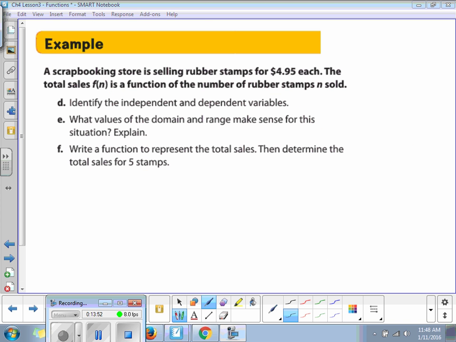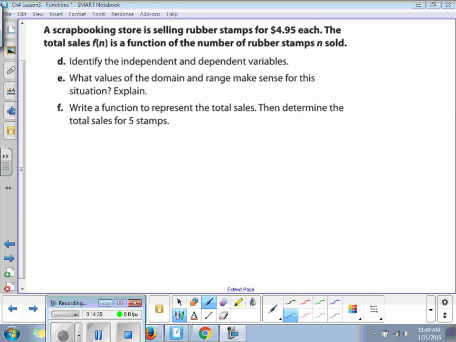All right, a scrapbooking store is selling rubber stamps for $4.95 each. The total sales, f of n, is a function of the number of rubber stamps n sold. We want to identify the independent and dependent variables. We want to know what values of the domain and range make sense for this situation. And we want to write a function to represent the total sales. And then finally, determine the total sales for 5 stamps. So, identify the independent and dependent variables.